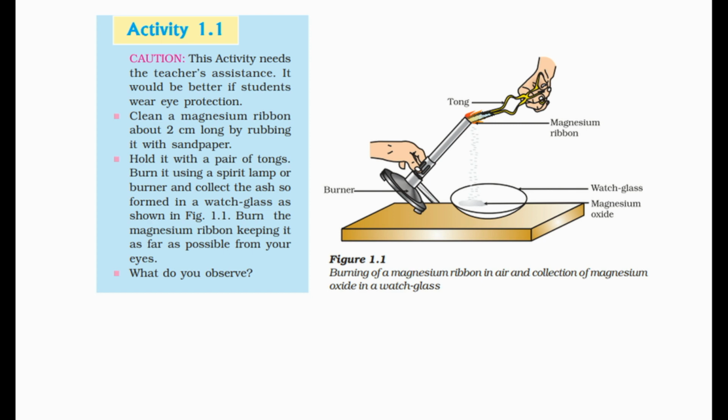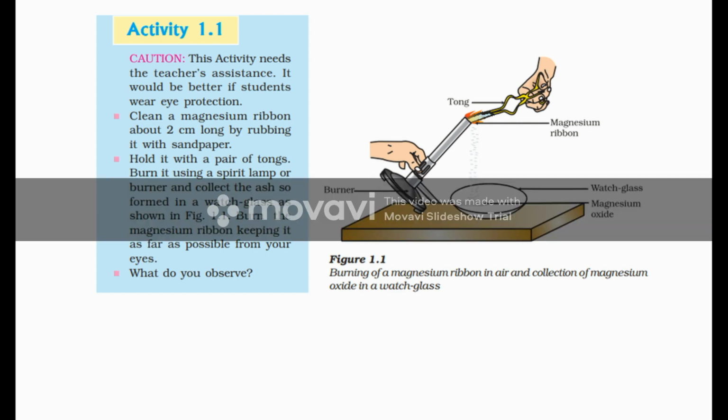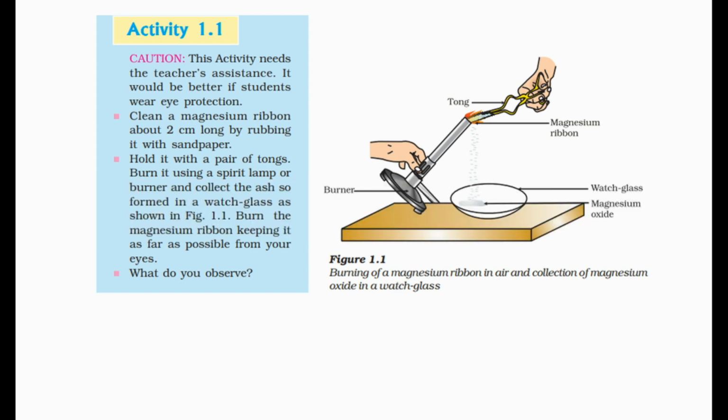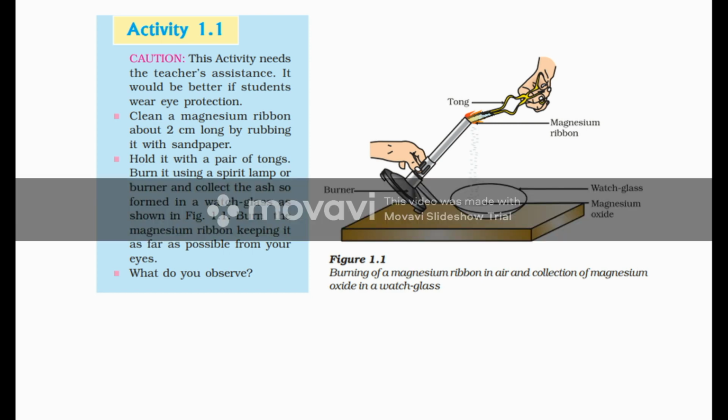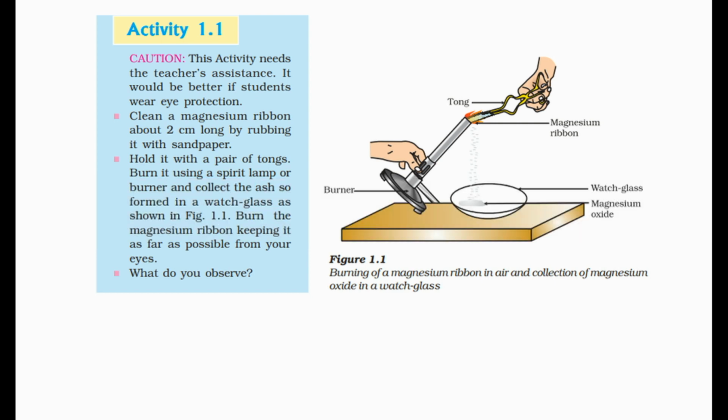In this activity, you have to take a magnesium ribbon, hold it with a pair of tongs, and burn it in the presence of air. You will observe that the magnesium ribbon burns with a dazzling flame and changes into a white powder. This powder is magnesium oxide. It forms due to the reaction between the magnesium and the oxygen present in air.